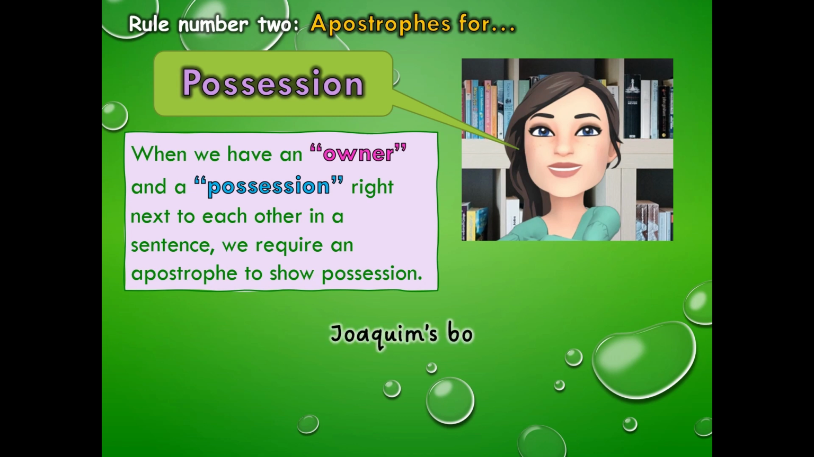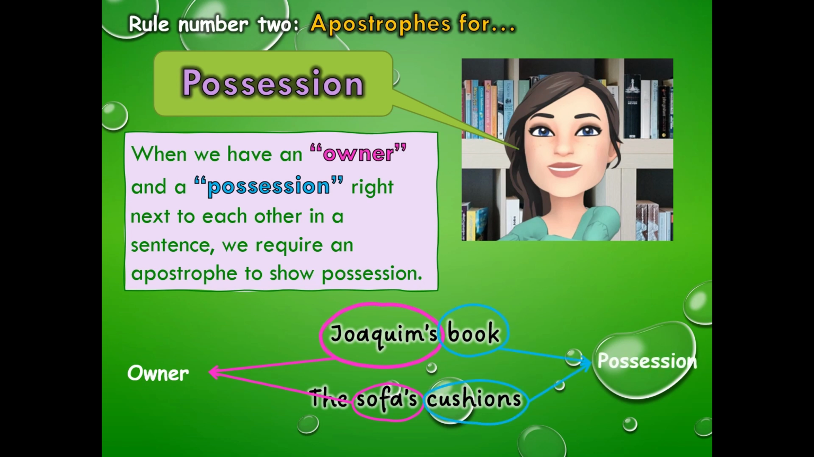For example, Joachim's book, the sofa's cushions. In these 2 examples, Joachim owns the book and the sofa owns the cushions. But it could be Jennifer's dreams are to have a wonderful life. In this sentence, dreams would be the possession, even though you cannot physically possess it.